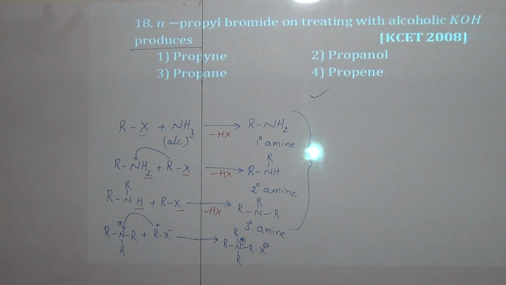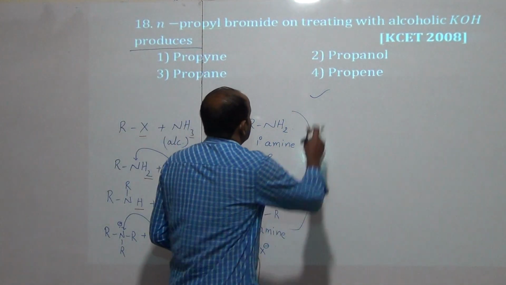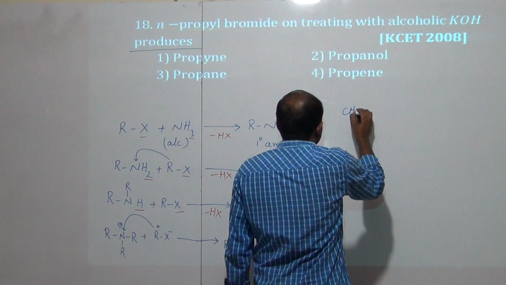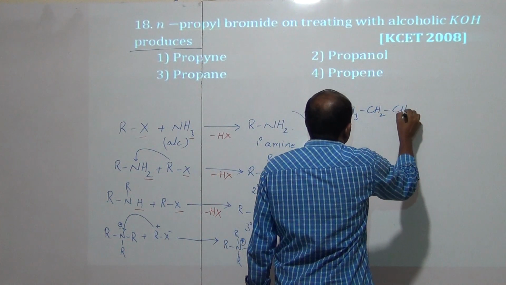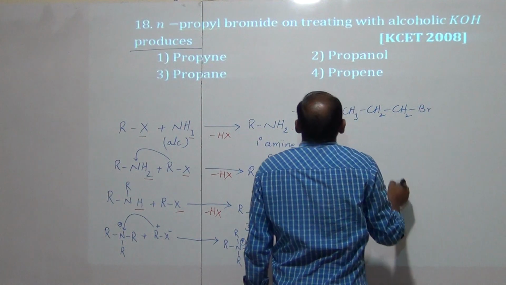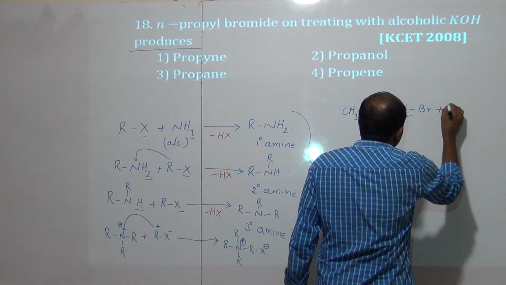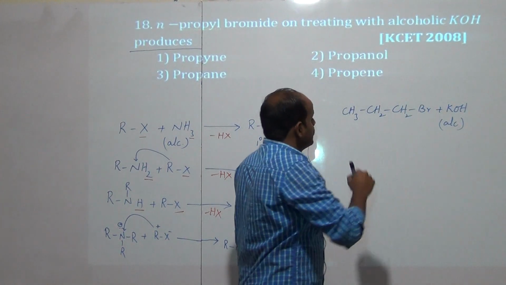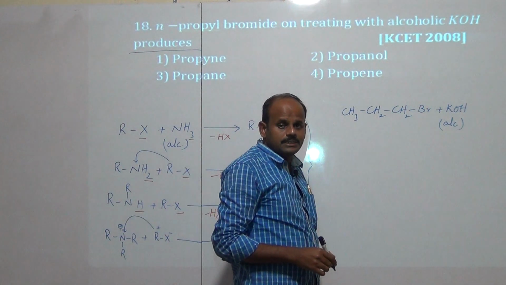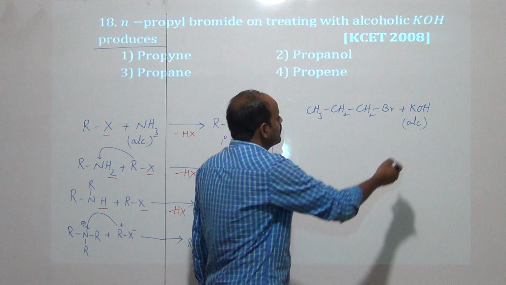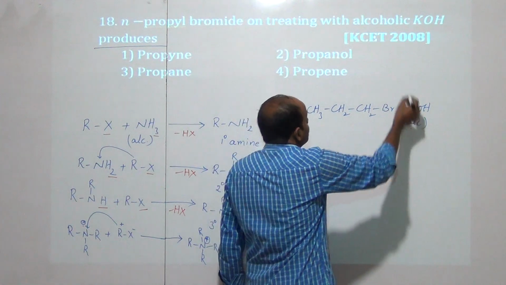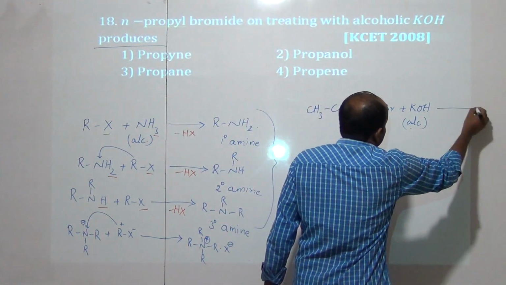N-propyl bromide on treating with alcoholic KOH produces. Take N-propyl bromide, CH3 CH2 CH2Br. It is reacting with alcoholic KOH. When alcoholic KOH reacts with an alkyl halide, which type of reaction takes place? Is it substitution or elimination? Very good. Elimination, because alcoholic means elimination. Aqueous means substitution reaction, but it is alcoholic KOH. Thus, an elimination reaction takes place.